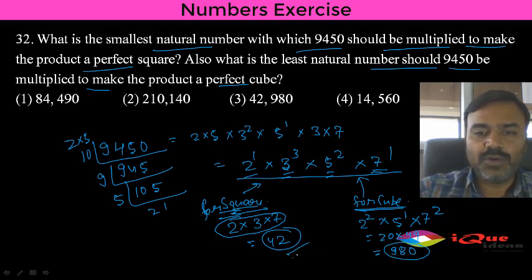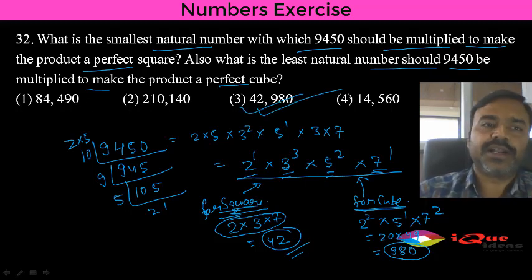Right, so 42 to be multiplied to make it a square and 980 to be multiplied to make it a cube. Look at the options. Third option is the correct answer. Okay, let's take up the next question now.